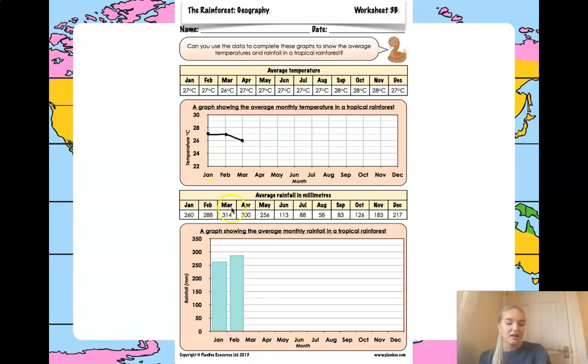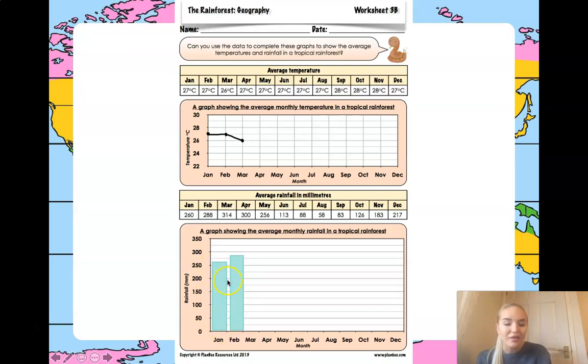The second example is a bar graph showing the average rainfall in millimetres. So you can see here that I've started you off for January and February. I can see that January is 260, so I'd find January on my graph and go up all the way to where I think 260 is, and I think it's about here. So then I'd draw my bar with a ruler.